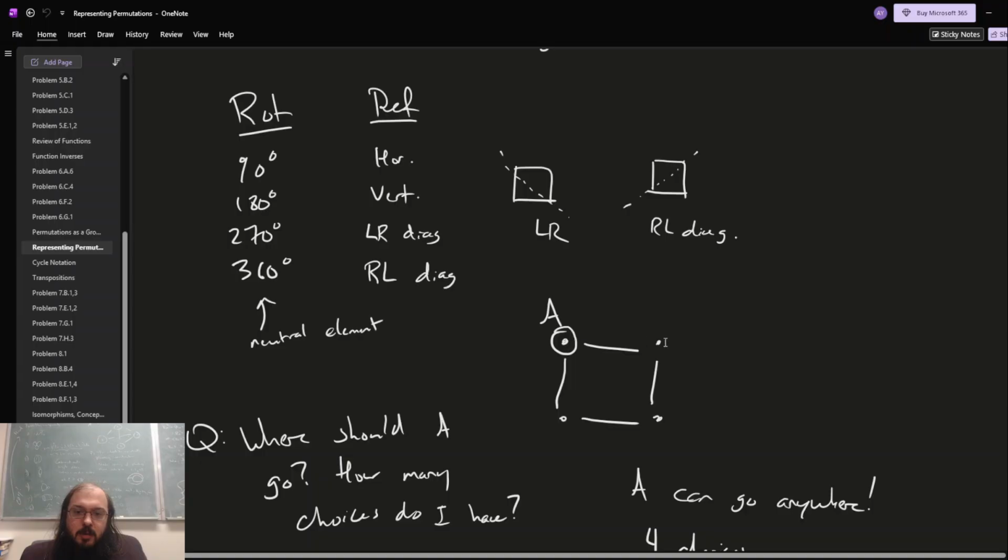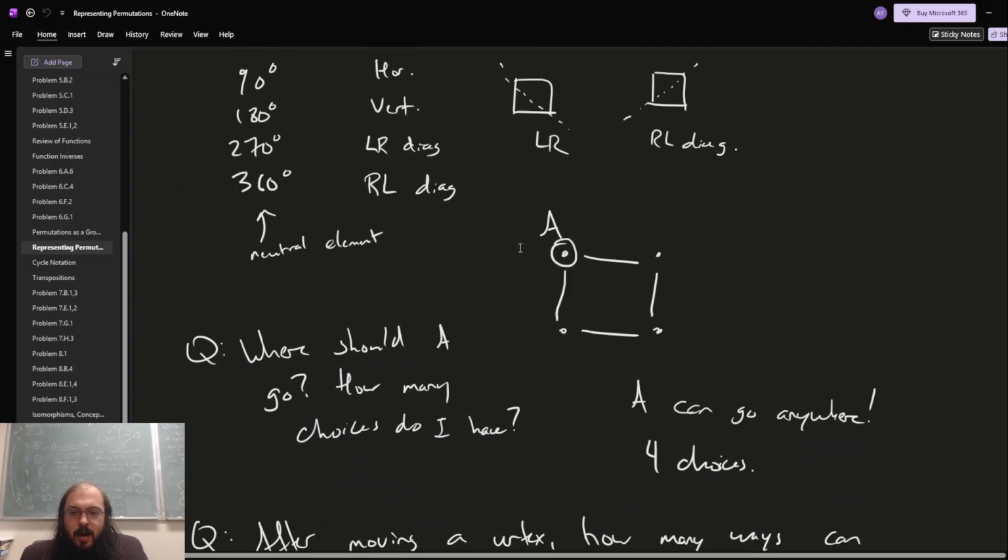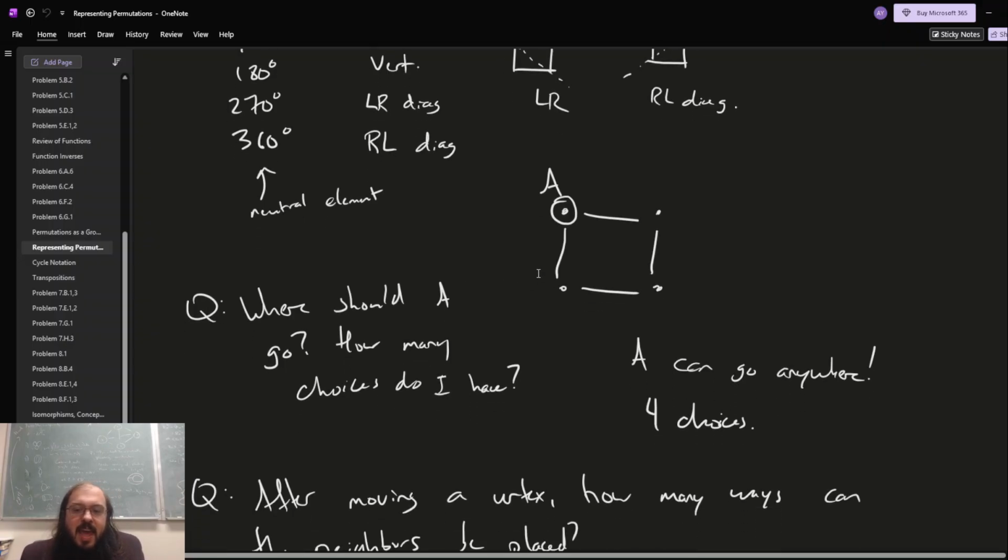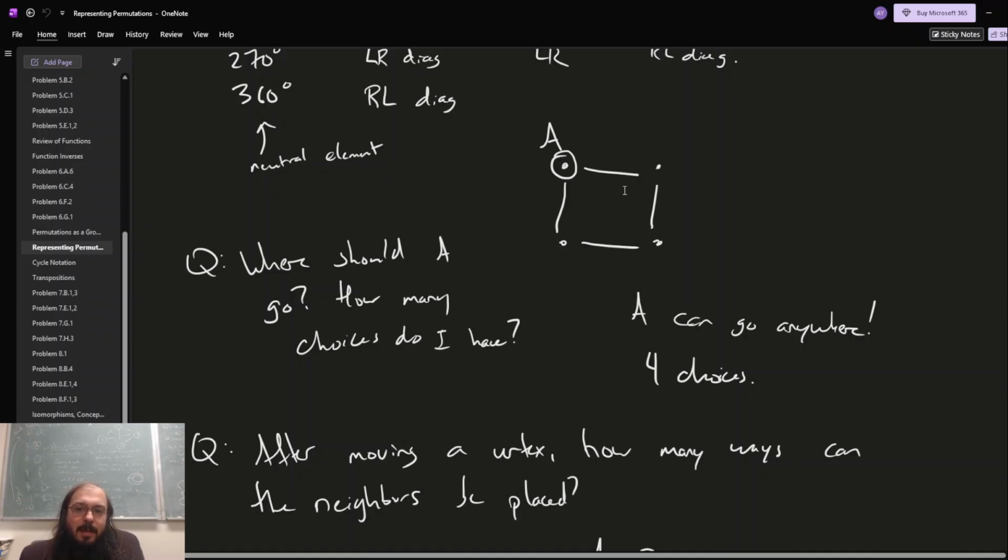So here I have a box with unlabeled vertices. Where can I place A if I'm using rigid motions? What choices do I have? Well, the answer is A can go anywhere. I can place A into any of these 4 spots by doing some kind of rotation. After I've placed that A, how can I place the neighbors? Well, the neighbors have 2 choices.